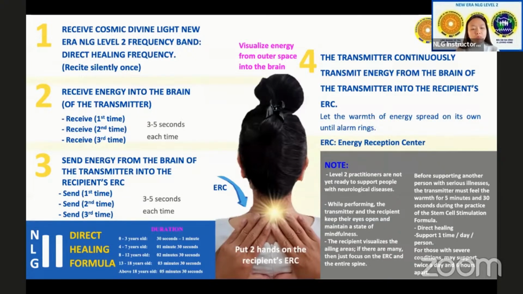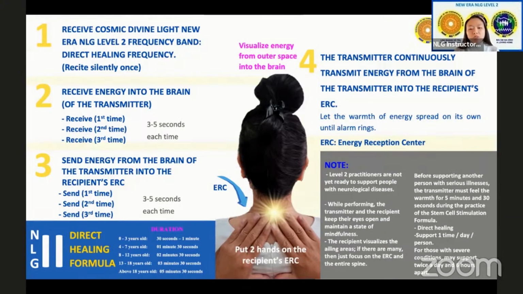It requires you to be there physically with the recipient, because what you would do is you will place your 2 hands on the recipient's ERC like so. So this is the person's ERC here, and then this is your hand. Imagine that this is your hand placing on their ERC. And this is how you will give this direct healing.